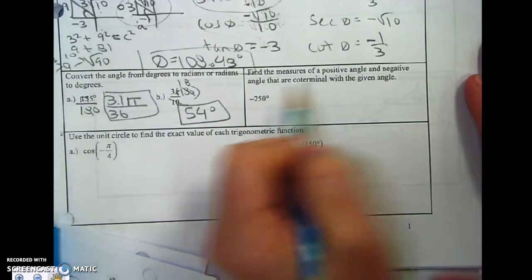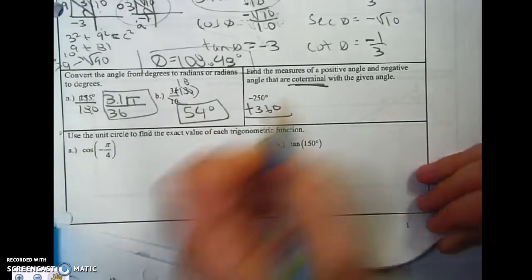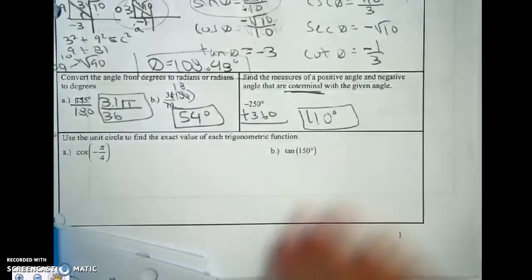All right, so I want the coterminal. So that means I'm going to add 360, and I get 110 degrees. Not sure why that got repeated.